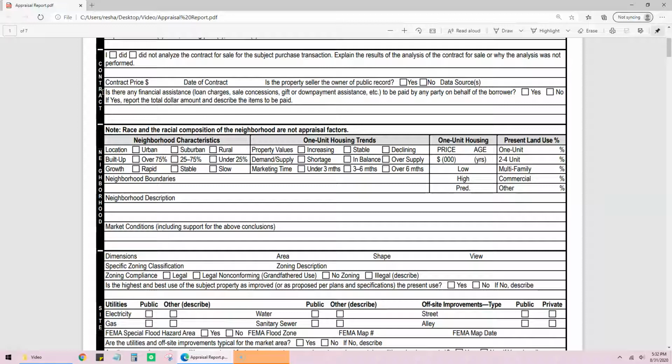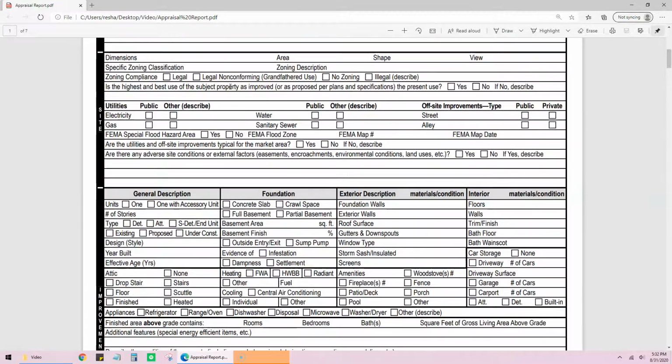Marketing time, is it under 3 months, 3 to 6 months, or over 6 months? One unit housing price and age compared to years, is it low, high? And the present land use, what's going on with the land use? Neighborhood boundaries, what surrounds the area? Neighborhood description, what's going on in the neighborhood? Market conditions. And the next section is the site.